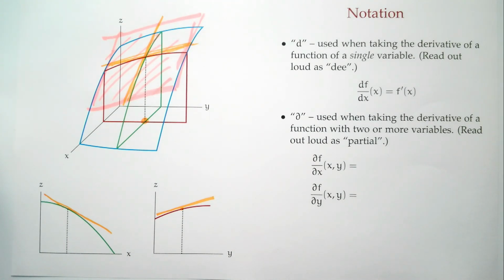So df dx says, aha, I'm taking a derivative of a function which depends on just the one variable we call x. Now this other symbol, you read it out loud as partial, well, that's used when taking the derivative of a function with 2 or more variables. And so we read it partial f, partial x. Now it's a little bit different. This is not quite the same symbol that you're used to.